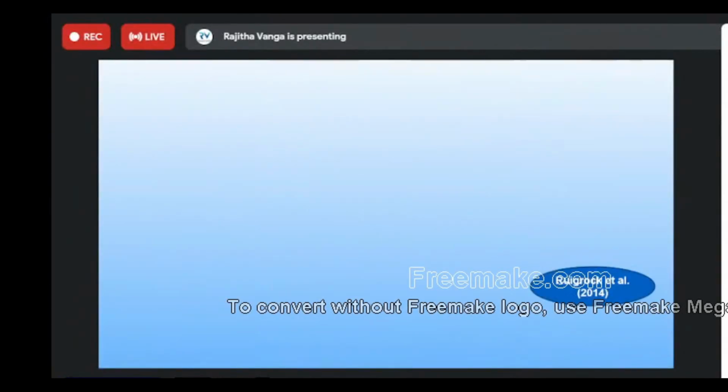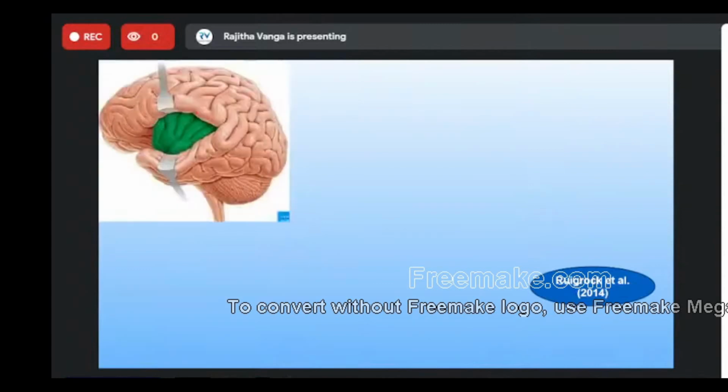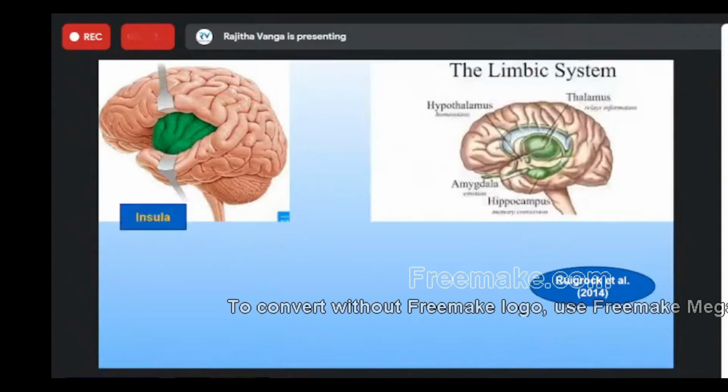The next study is by Rugrok et al. Rugrok et al. concluded that sexual differences in brain volumes were notably found in the insula. You can see the green colored structure is the insula here, which is a submerged part of the brain, called the central lobe of insula or island of Reil. Insula is related mainly to human consciousness. And of course our limbic system, because sexual drive, sexual behavior, emotions, and motivations are all under the control of the limbic system.